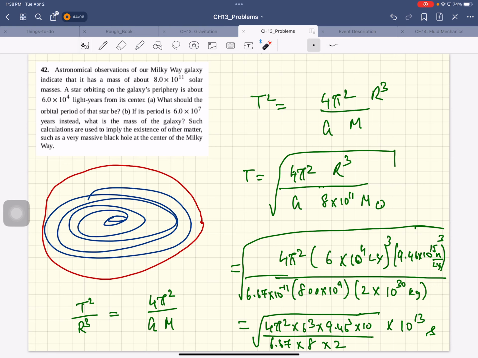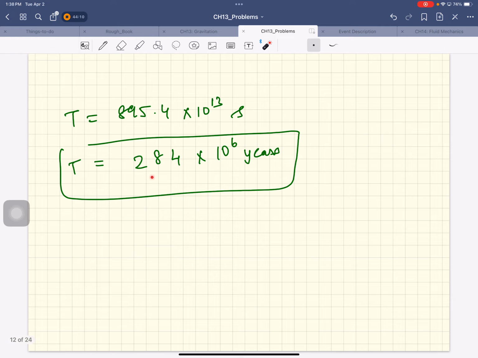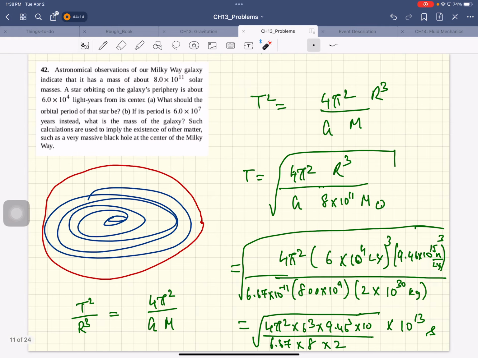All right, so we calculated the orbital period is 284 million years. By the way, our sun is somewhere there, and our sun goes around the galaxy in 200 million years. Okay. So if its period is 6 times that, instead, what is the mass of the galaxy?